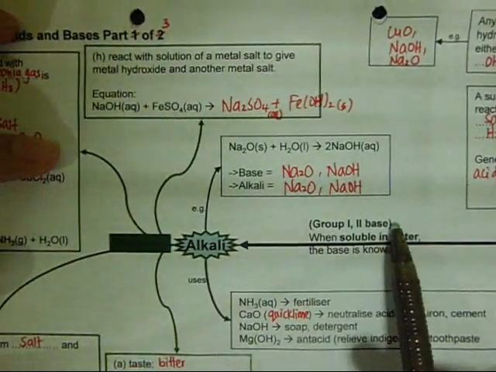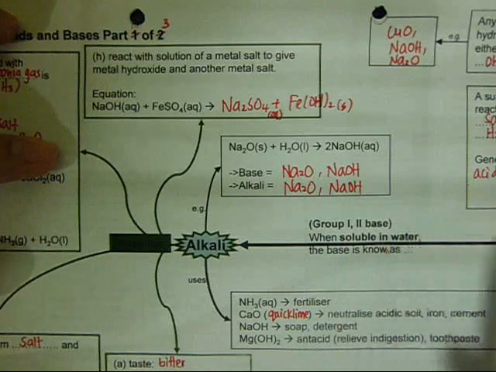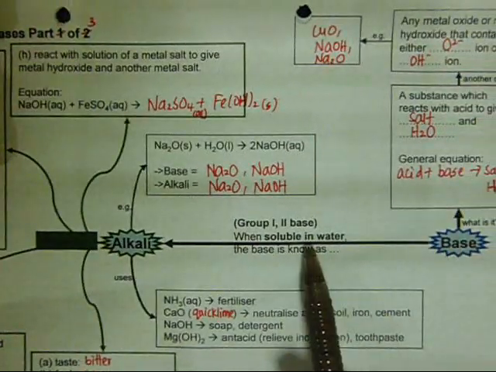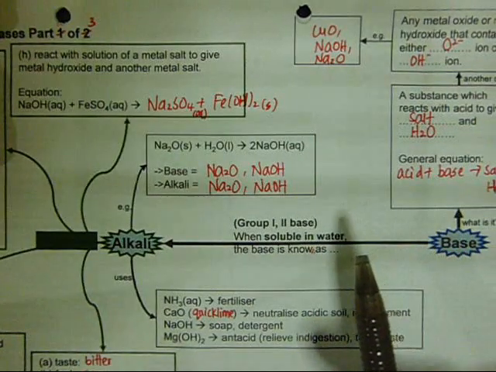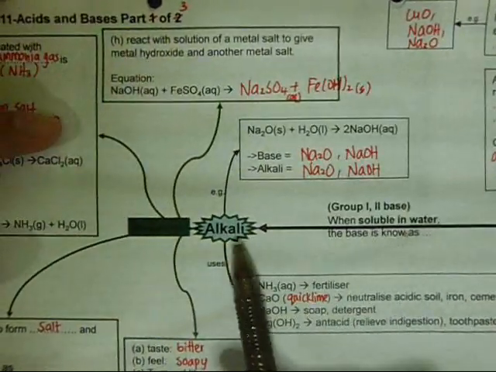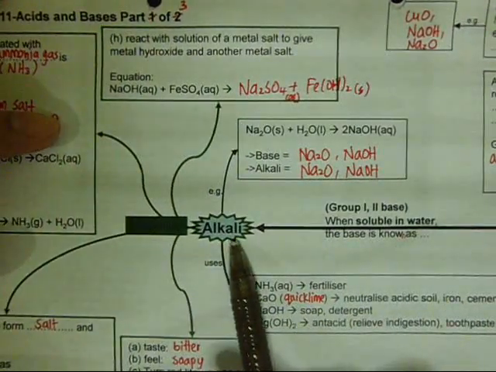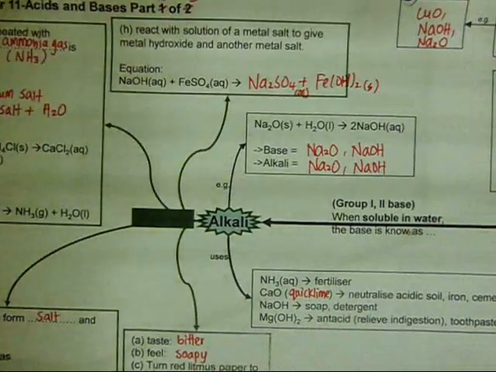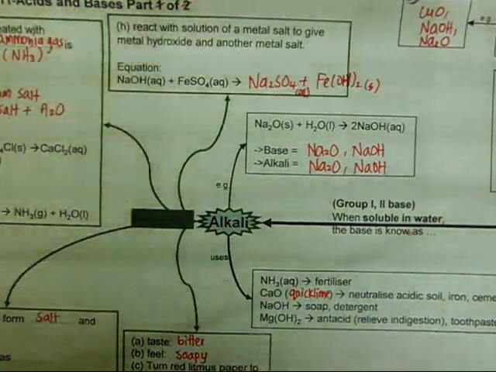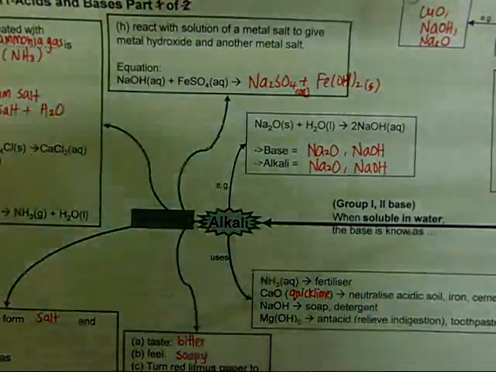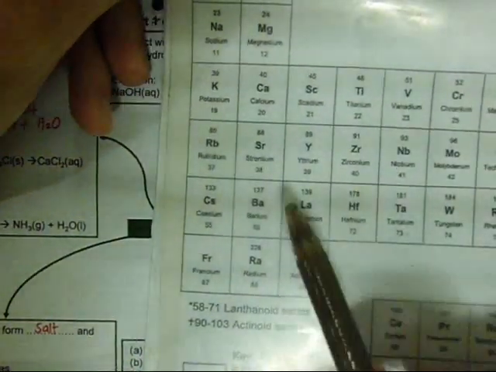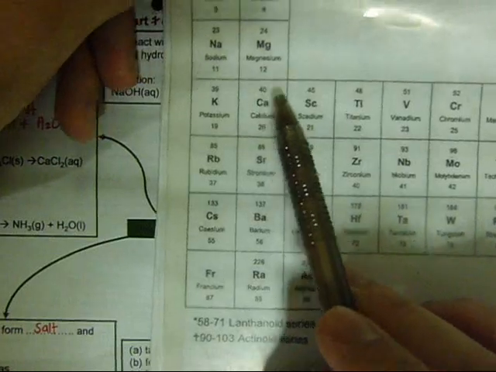Now the group 1 and the group 2 base when soluble in water. When a base is soluble in water, when a base dissolves in water, it is known as alkali. Okay, basically it's group 1 and group 2. In fact, group 2 only stop at calcium, magnesium and beryllium.